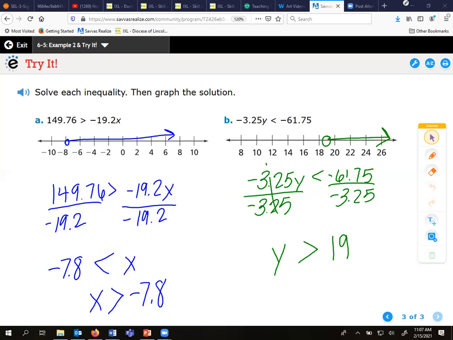Right, this is the big difference, the dividing by a negative. You gotta flip the sign around. That's why the one answer was right, even though it didn't look right in our first example.